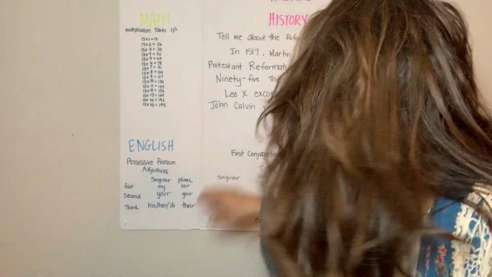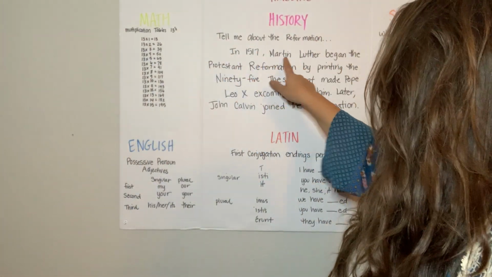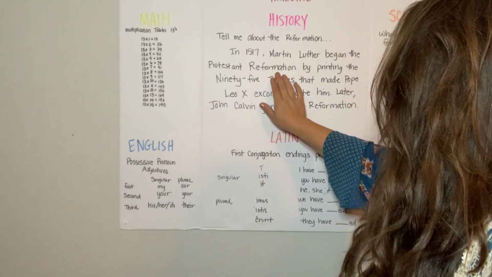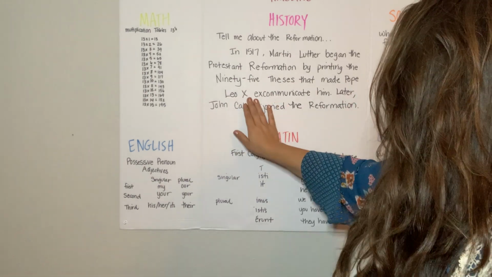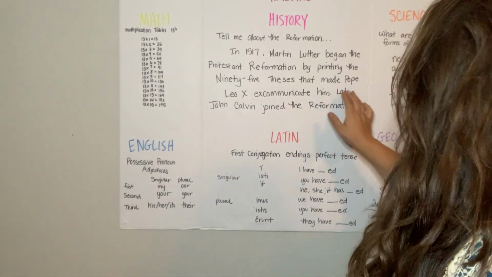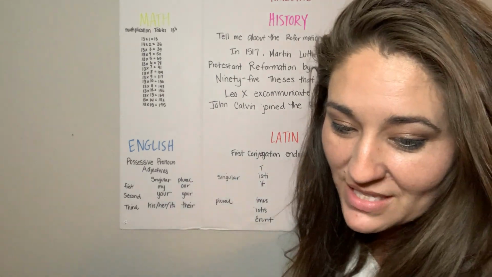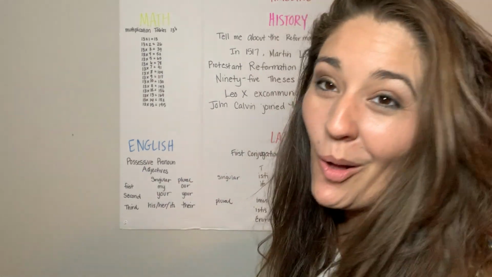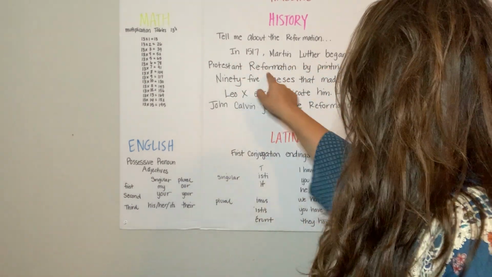Then we moved on to history. Tell me about the Reformation. In 1517, Martin Luther began the Protestant Reformation by printing the 95 Theses that made Pope Leo X excommunicate him. Later, John Calvin joined the Reformation. And this is how it all began. In 1517, Martin Luther began the Protestant Reformation.